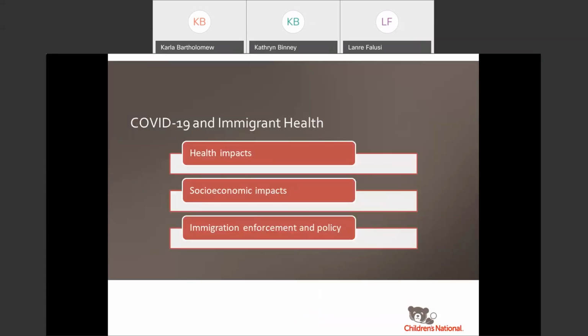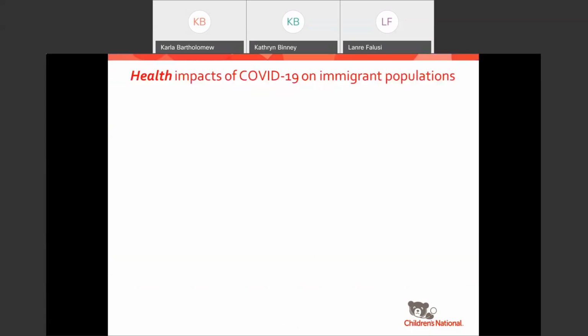So I'm going to break this down into 3 parts as it relates to COVID-19 and immigrant health. First, I'll talk about the health impacts, then the socioeconomic impacts, and then I'll mention a little bit about immigration enforcement and policy. So first, with the health impacts, we know that immigrant families are more likely to live in multi-generational households, which increases the risk of COVID-19 transmission when there are multiple family members.